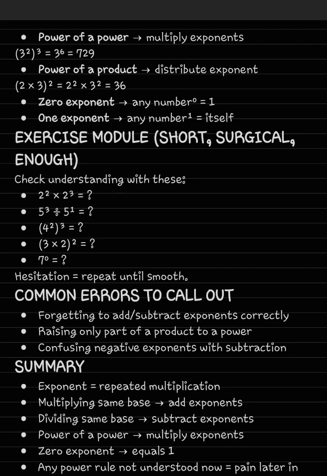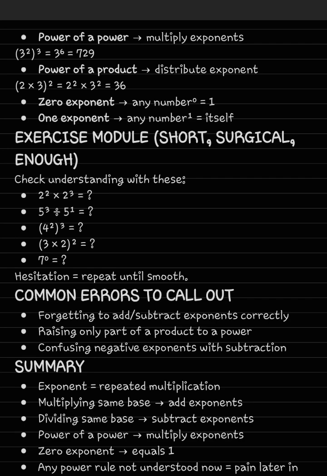Question 3. Calculate 4 squared, all raised to the power of 3. Hint: use the multiplication rule for exponents. Question 4. What is the product of 3 times 2, all squared? Hint: distribute the exponent. I strongly encourage you to finish the rest of the exercises, including 7 to the power of 0. Remember, any hesitation here means you should repeat these rules until they feel like second nature.